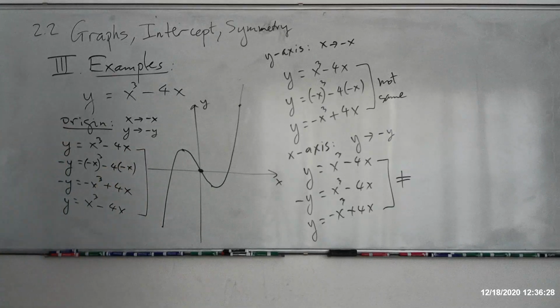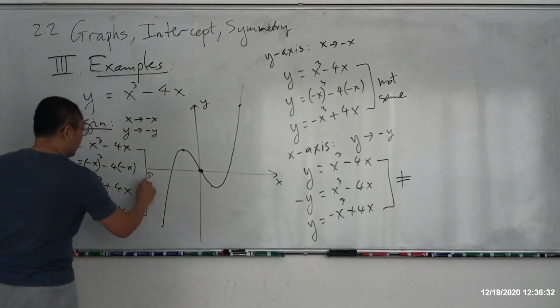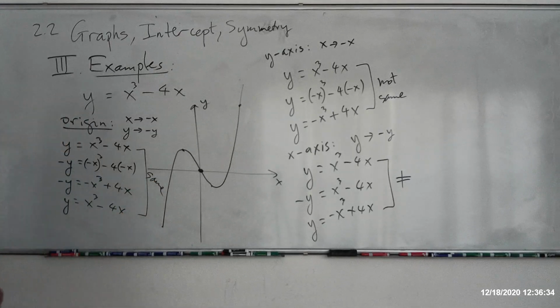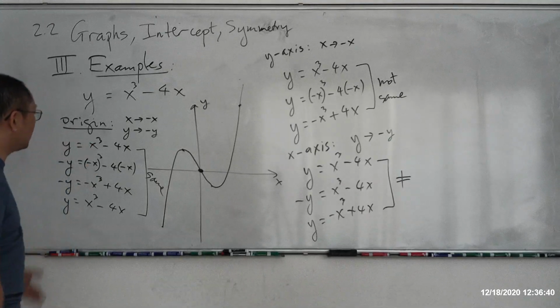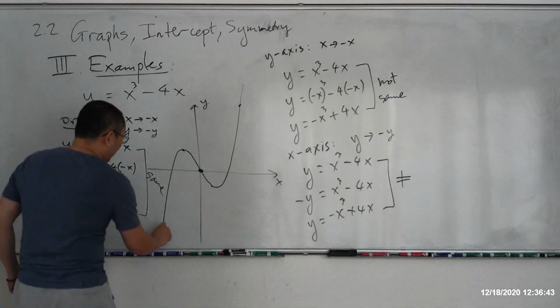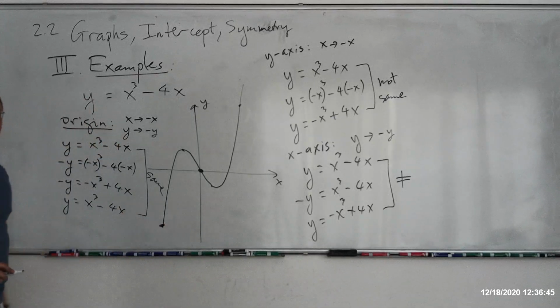The original one and the new one are actually the same, right? Y equal to x cubed minus 4x. It's the same. And according to what we just learned, if you change both x to -x and y to -y, the equation doesn't change. It means the new point is still on the graph, right? Same graph. And you can say for sure the graph will be symmetrical about the origin.